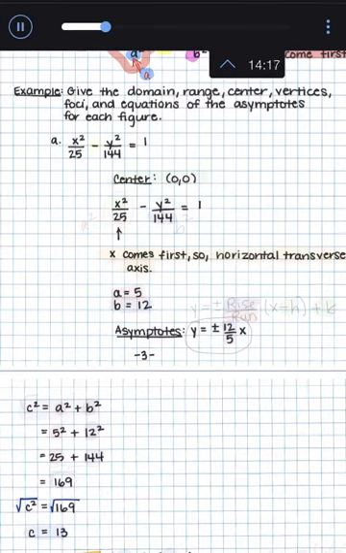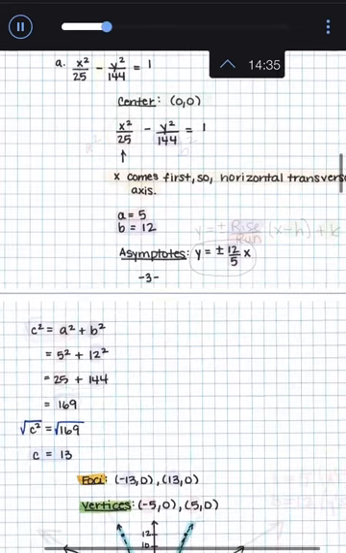On these first couple of examples, we want to give the domain, range, center, vertices, foci, and equations of the asymptotes for whatever hyperbolas we have. So let's look at problem A. On problem A, we have x squared over 25 minus y squared over 144 equals 1.